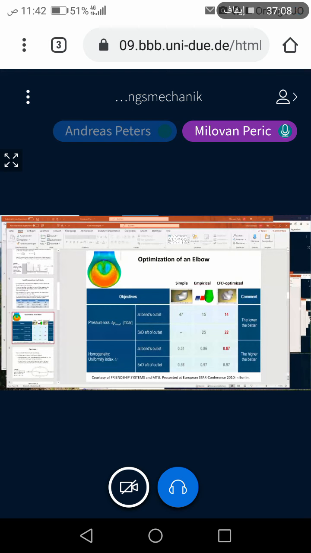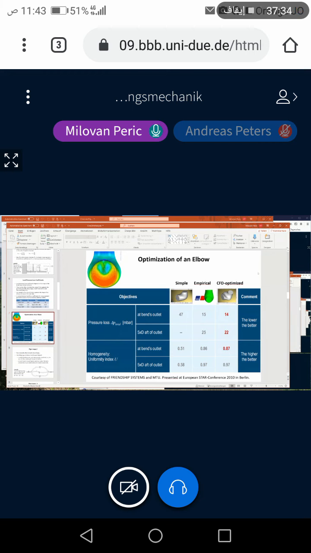Such a simulation, maybe it would be good to do it because it would be a nice example. This was done 10 years ago by Friendship Systems, but it could be, I think, relatively easily repeated. I don't have the same, fortunately, but it can be created, I think. Yeah, thank you.